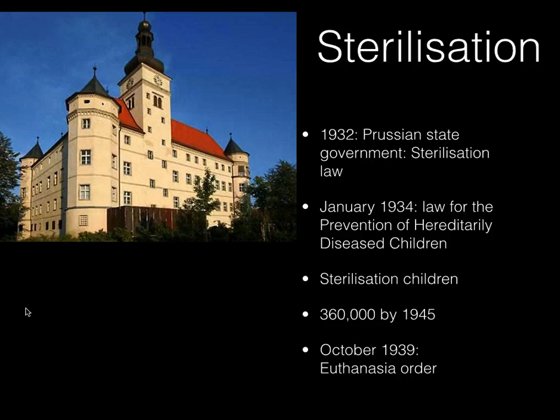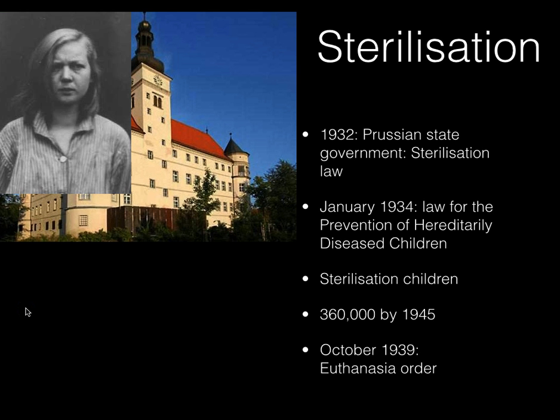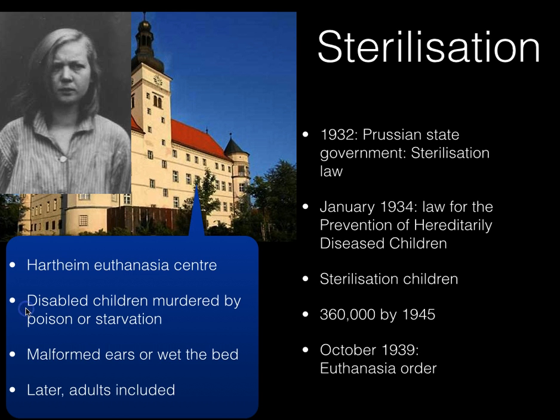In October of 1939, an even more chilling step, the euthanasia order. Sorry, not a law, I guess it's a sort of behind-the-scenes order, granting doctors permission to euthanise, basically to murder, disabled children. And this happens. Here is an example of a young girl who is deemed unfit to live and basically murdered. This is Hartheim Euthanasia Centre.